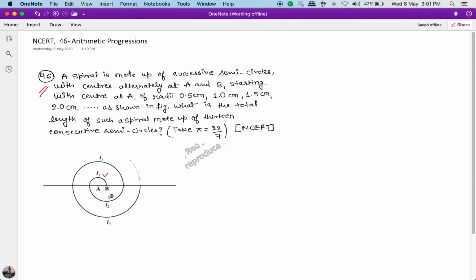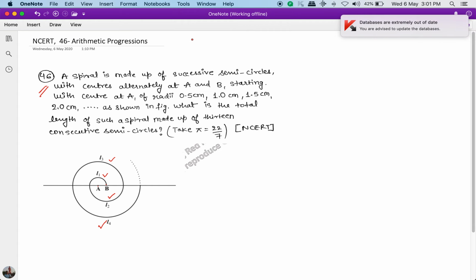Then the next one, that is L2, is 1. Then the next one is 1.5. The next one is 2. So what is the length of such a spiral if the spiral is made up of 13 consecutive semicircles?